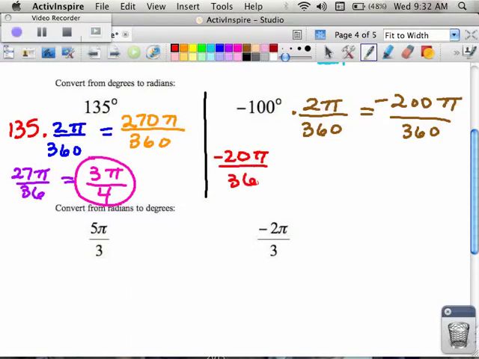And then I try to find the biggest number possible that goes into both 20 and 36. 4. Okay, so 4 goes into the top negative 5 times, and 4 goes into the bottom 9 times. So negative 5 pi over 9, or negative 5/9 pi. If you want to put the pi on the side, that's fine. I often put it on the top.